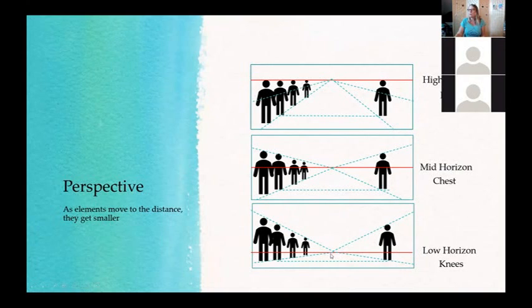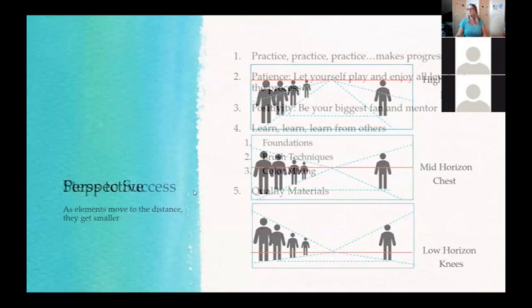And depending on where the horizon line is in relationship, you just keep the relationship the same. This horizon line is always going to be at the knees for this particular one. It's always going to be at the chest. In this case, it's always going to be at the head. And then you're going to follow this line all the way to the horizon line. So that's just one way to help you do some realistic perspectives.